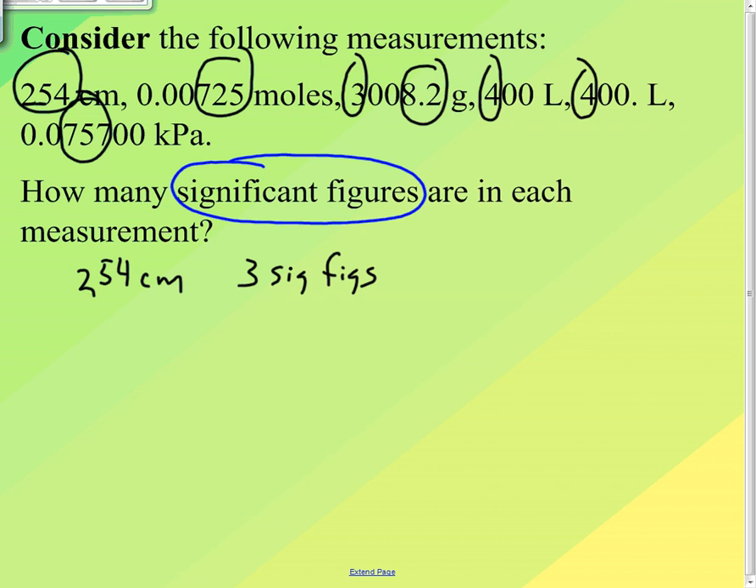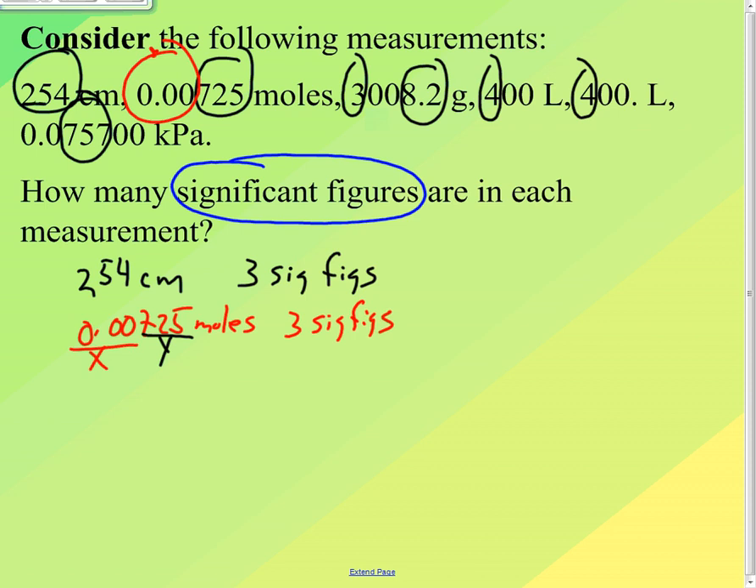Let's go to red for this. Look at, I have 3 zeros. Let's look at this question right here. I have 3 zeros before my non-zeros, and that's all the digits I have here, 0.00725 moles. I have 3 zeros and 3 non-zeros. So how many sig figs do I have? These are not significant. These are significant. So I have 3 sig figs in that number.